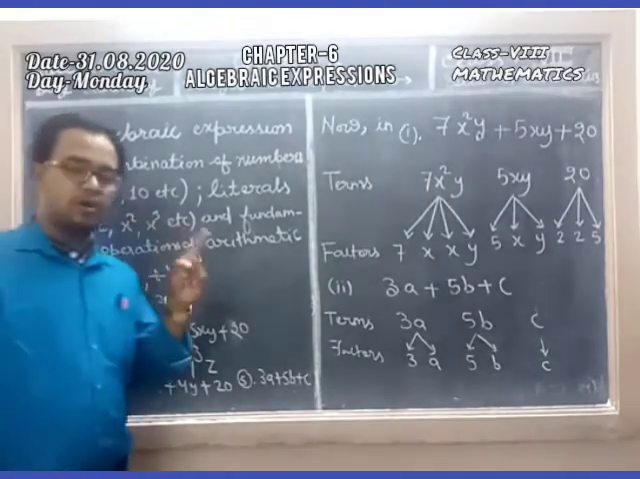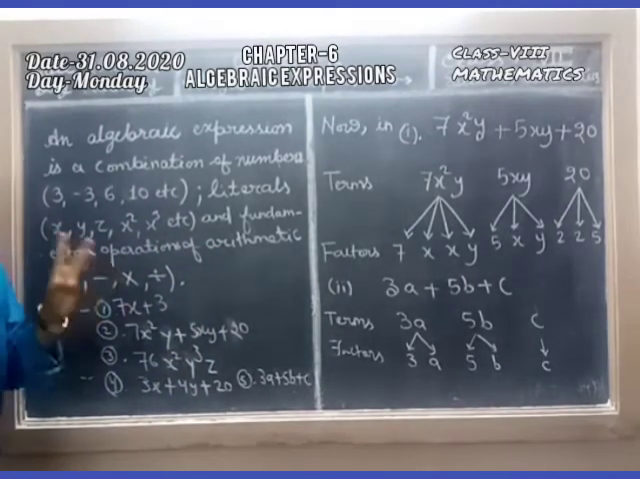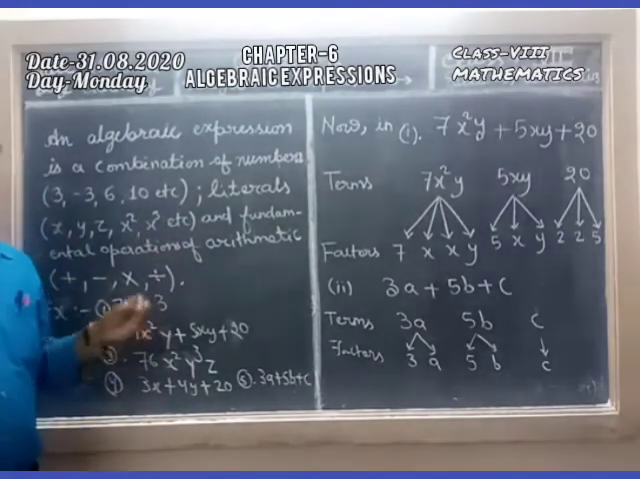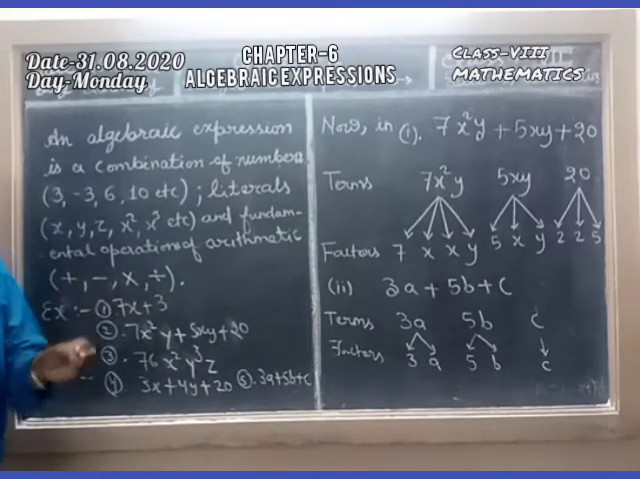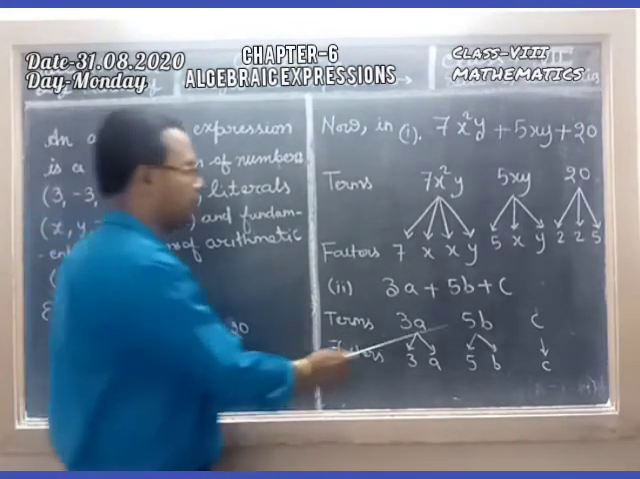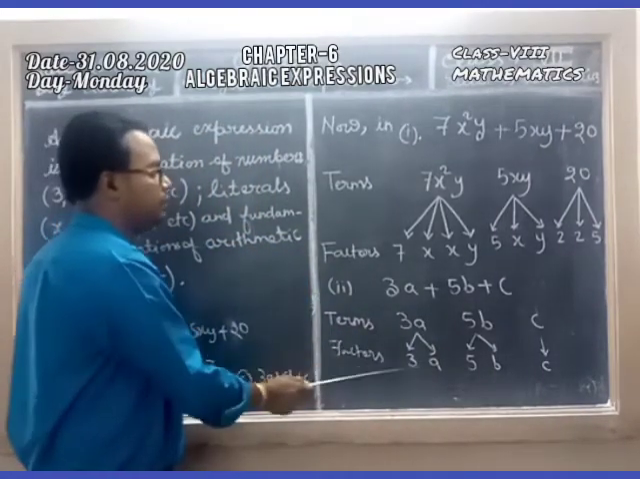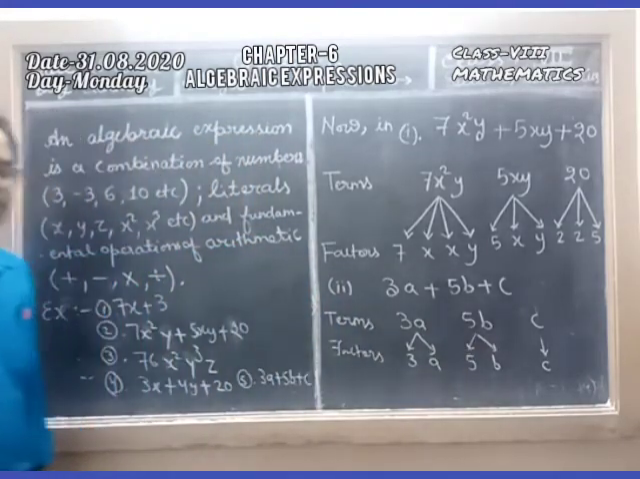If there is only one term, then it is a monomial. Two terms, binomial. Three terms, trinomial. And after three, we use the term polynomial. So the terms are 3a, 5b and c. There are three terms. Factors: 3a means 3 into a, 5b means 5 into b, and that is c. C is the constant term.